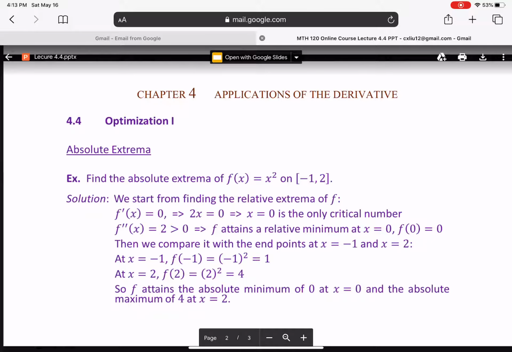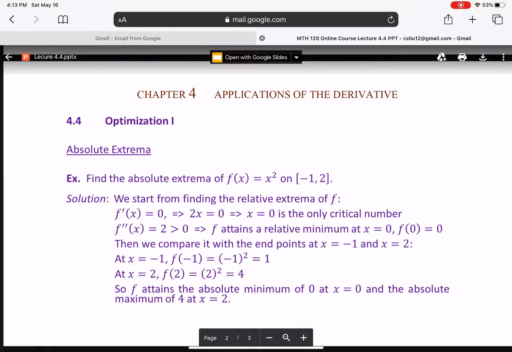So let's start from finding the derivative of f. We got f prime equal to 2x, and we set it to 0 to find the critical number x equal to 0. And if you take the second derivative, you get f double prime equal to 2, which is positive. So by the second derivative test, we know f attains a relative minimum at x equal to 0, and f of 0 is just 0 squared, which is 0.